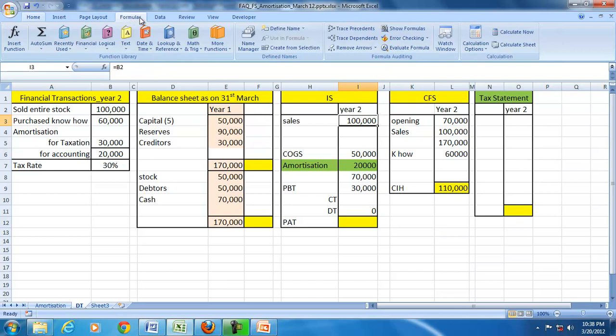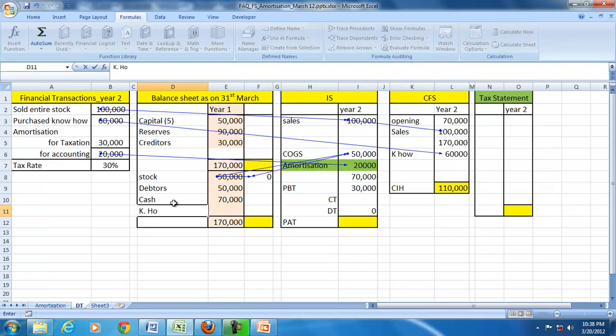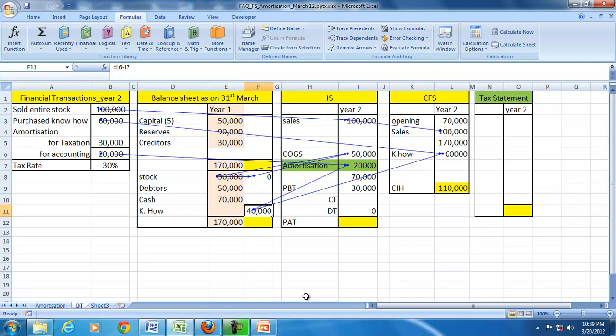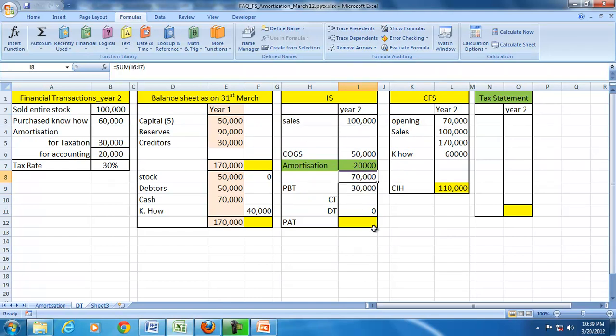So sales is 100,000, and sales is an inflow, and there is a cost of goods sold, and therefore the cost of stock becomes zero. Stock becomes zero, and you purchase the know-how, so purchase of know-how is a cash flow, and amortization for the purpose of accounting is 20,000. In the balance sheet, the know-how will appear at 60,000 minus 20,000. Since there are no other items, profit before tax is 30,000, 100,000 minus 70,000.